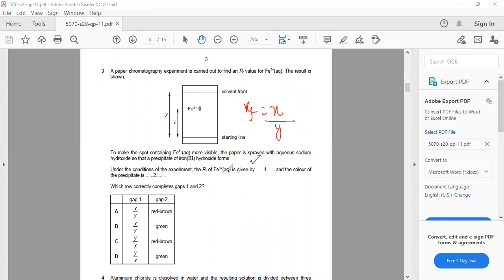So in number one, this question has two topics: chromatography and test for ions. These two topics are covered in one MCQ. So there should be X upon Y, which means C and D are wrong. Any one of the remaining is correct. So what is the test for iron 3 when you add NaOH, sodium hydroxide? Iron 3 gives a red brown precipitate. So A is the answer.